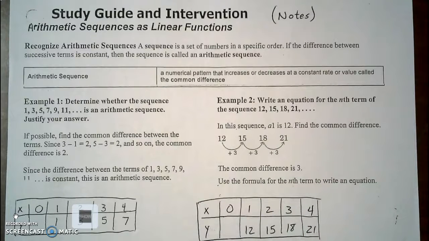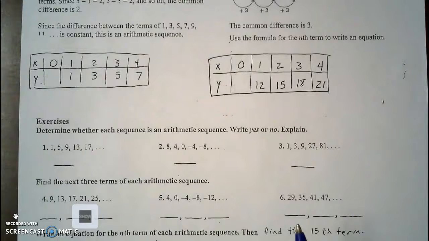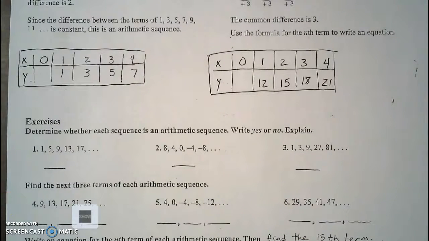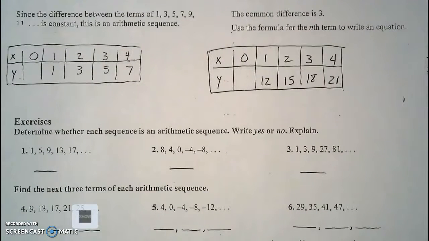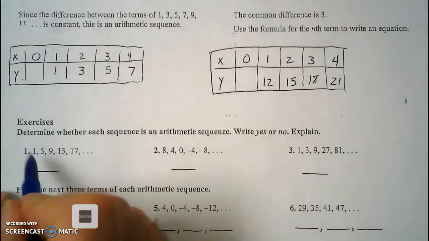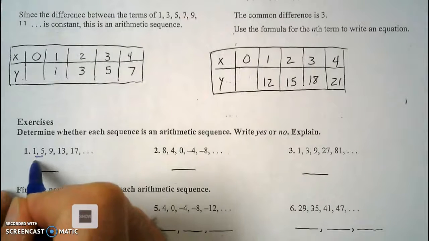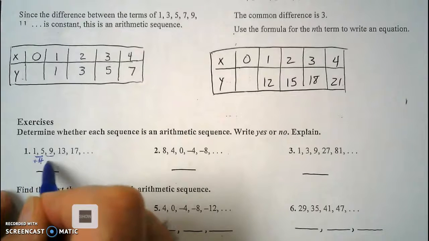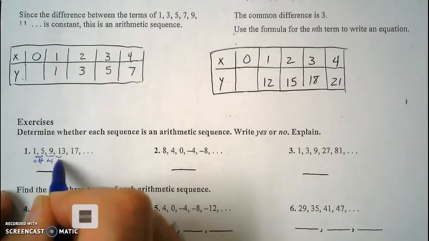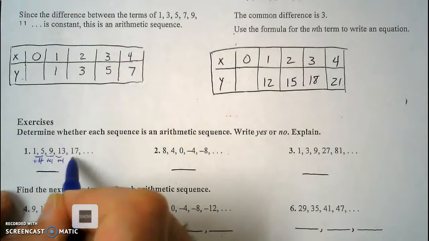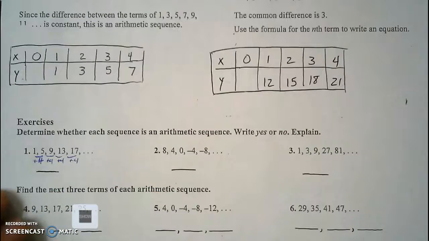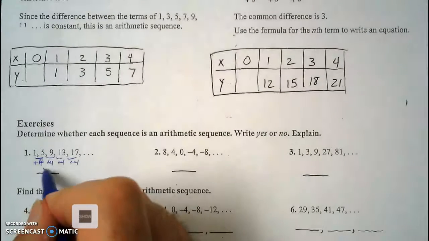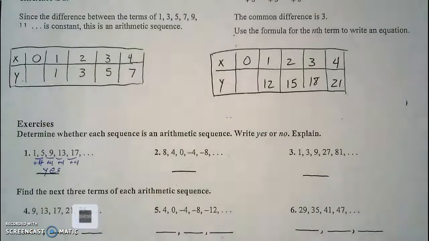I'll tell you about these tables in a few minutes. First thing on the assignment, it's yes or no. You determine if it's an arithmetic sequence. So you just look. From 1 to 5, you go up 4. Same here, up 4, up 4. And same, see how we're adding 4 all the way across? So it's a yes. That's an arithmetic sequence.